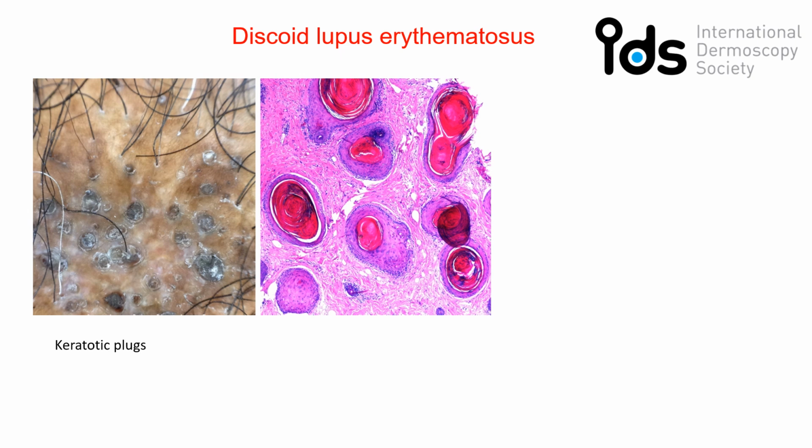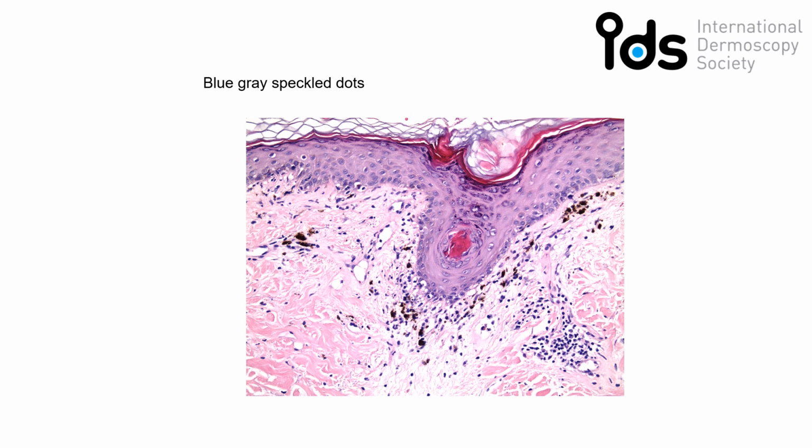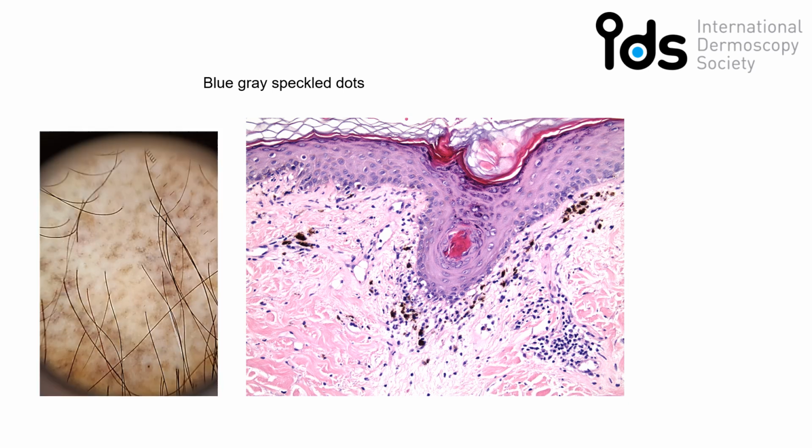In discoid lupus, we have different features. One of the most prominent is keratotic plaques. You see the infundibular plaque by keratin. Or we can see blue-gray speckled dots, which basically are these pigment incontinent dots coming from the interface involvement, the vacuolar damage, and they can be in this speckled pattern because the interface goes also in between the follicles.